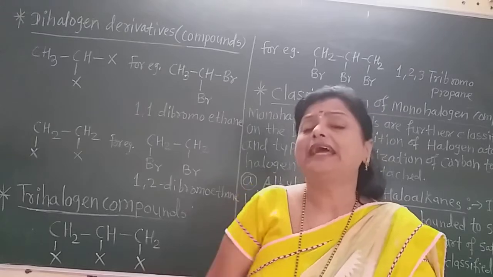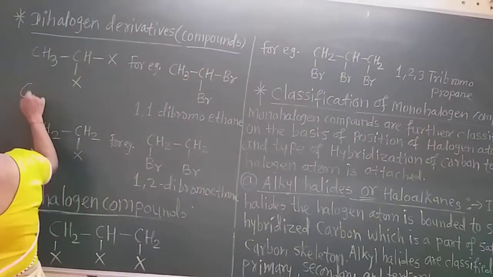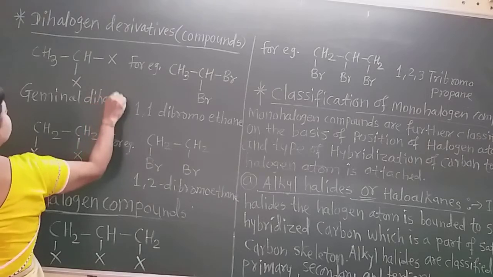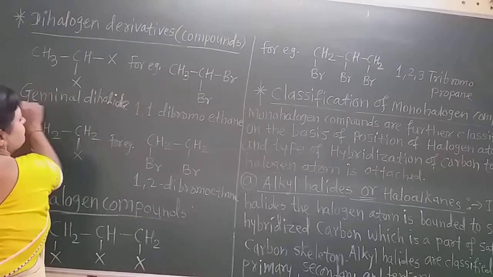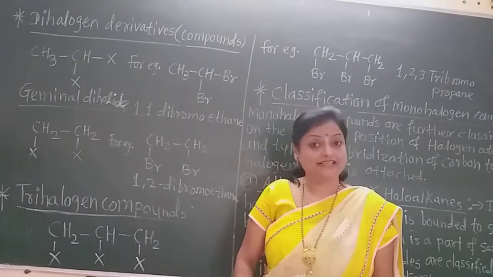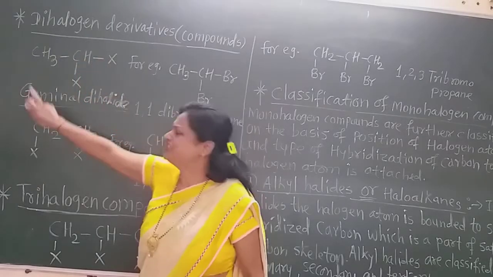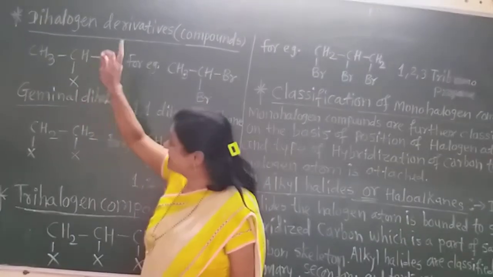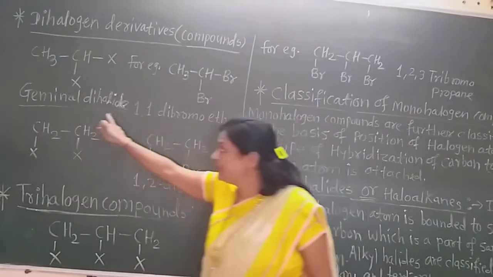If both of the halogen atoms are attached to the same carbon atom, they are called what? Geminal dihalides. Do you remember this word? Geminal dihalide. Gem means same. What is the definition of geminal dihalides? If both the halogens are present on the same carbon. In this way you can remember. Both of the halogen atoms are present on the same carbon. They are called geminal dihalides.